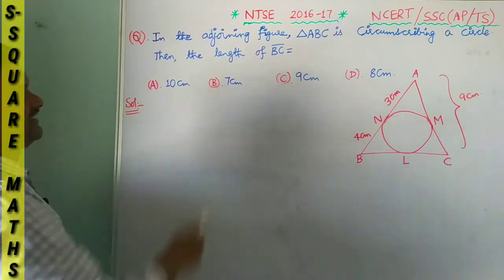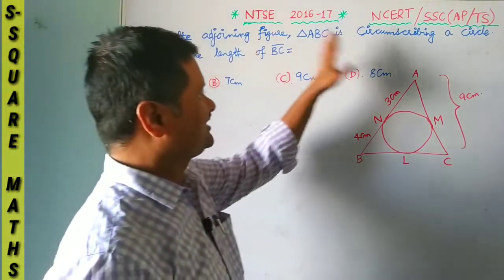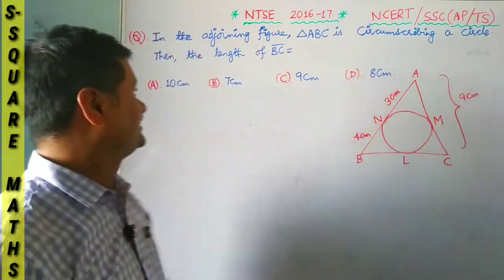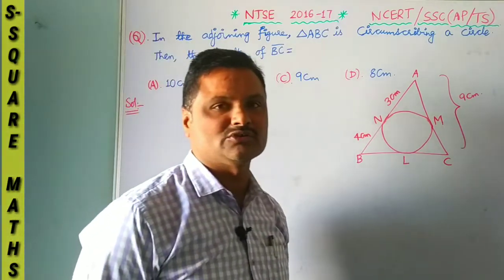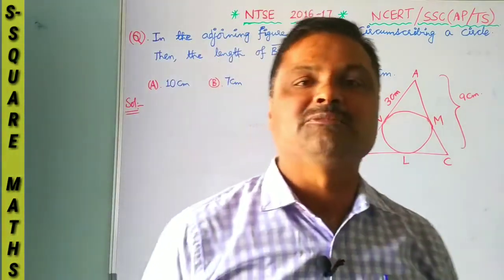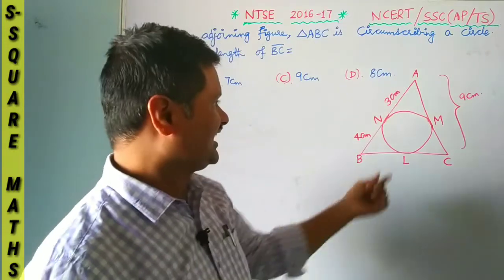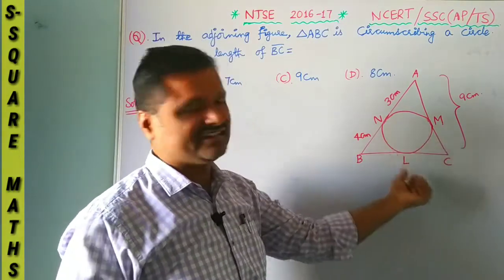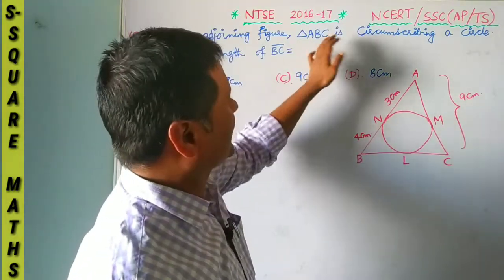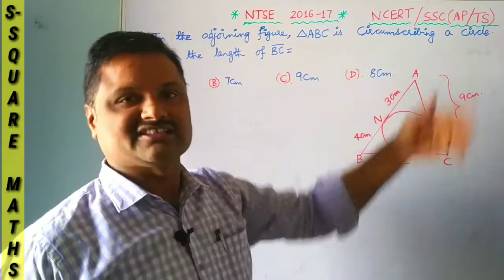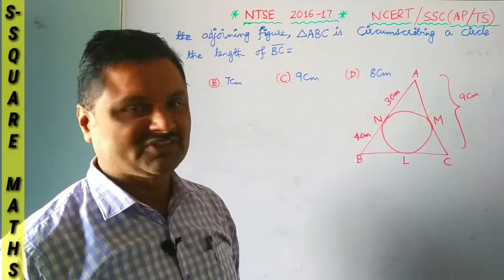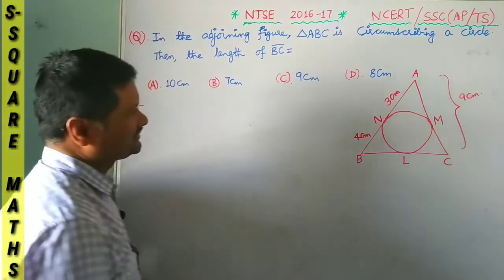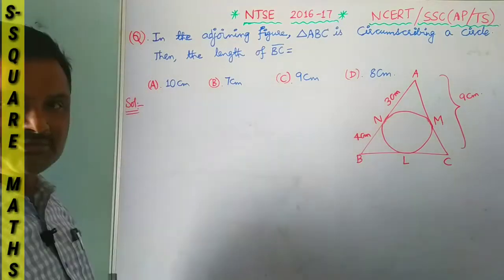In the adjoining figure, triangle ABC is circumscribing a circle. Then the length of BC we have to find out. So to find out the length of BC, here a circle has been inscribed in a triangle, or triangle ABC is circumscribed over a circle, with the same meaning. So to do this one, you should know the principle here.